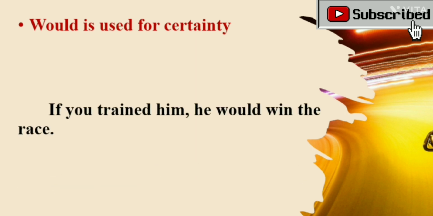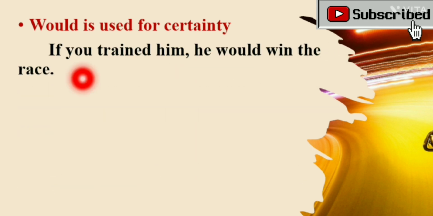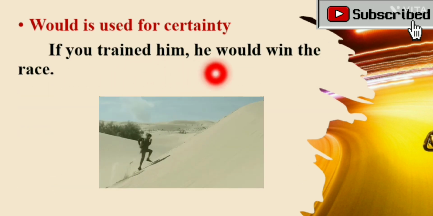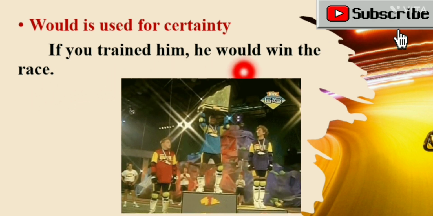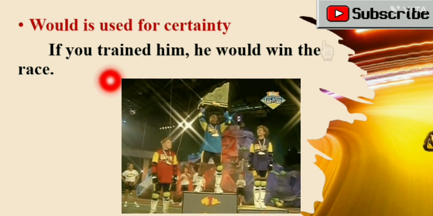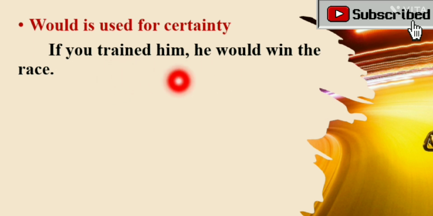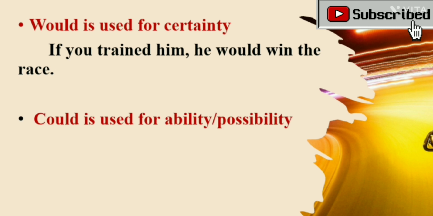Would is used for certainty when you are sure about some situation. Like, if you trained him, he would win the race. Over here, would is showing the certainty that only this training is missing, otherwise he would definitely win. The surety is there in would.